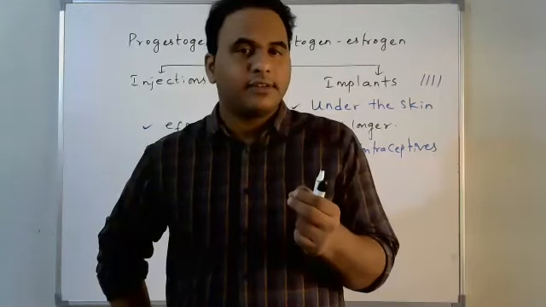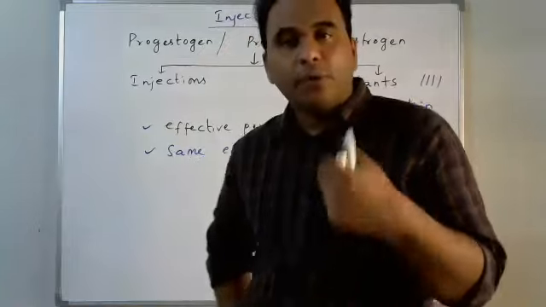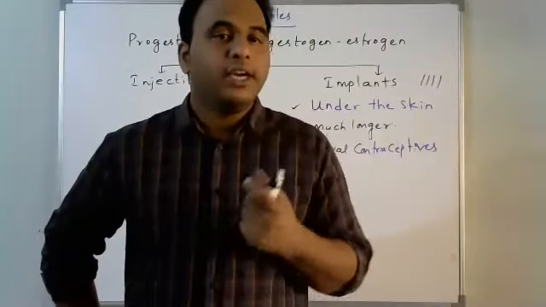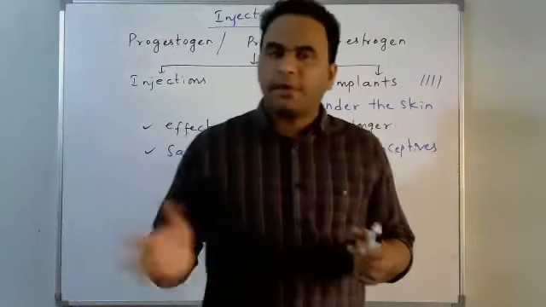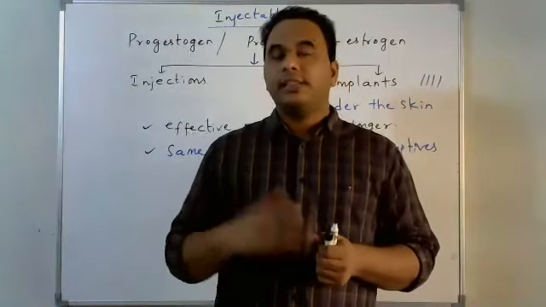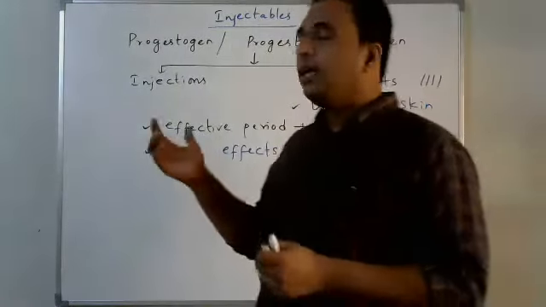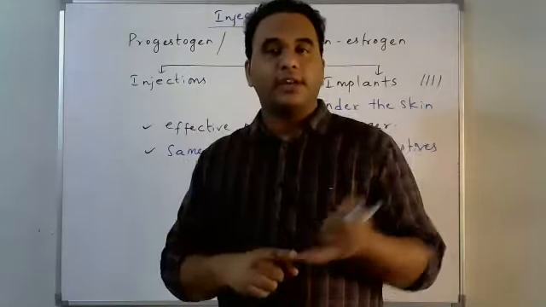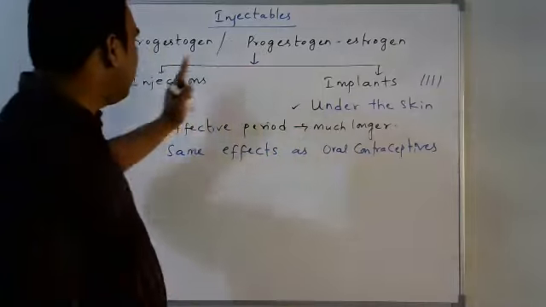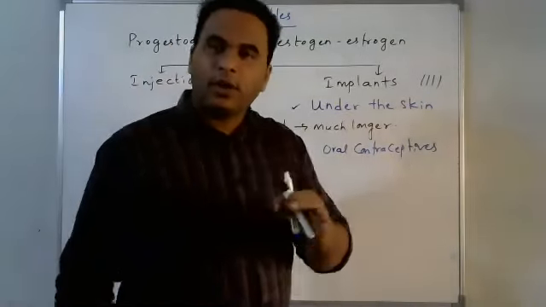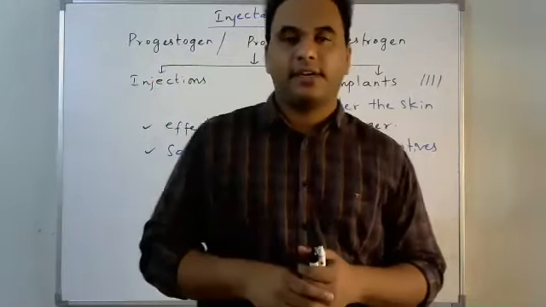Within 72 hours of the unprotected coitus, it will generally avoid the pregnancy. Okay, these agents, especially oral contraceptives, injectables, implants. Oral contraceptives we studied in the previous topic. Injections and implants have the same effect only, because same drug combinations.